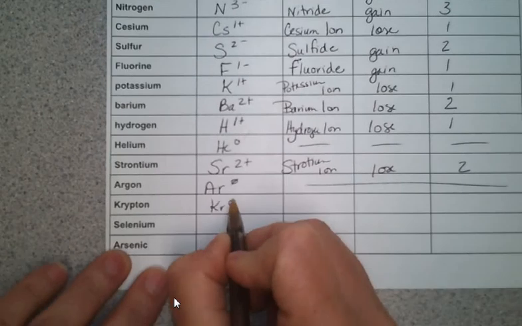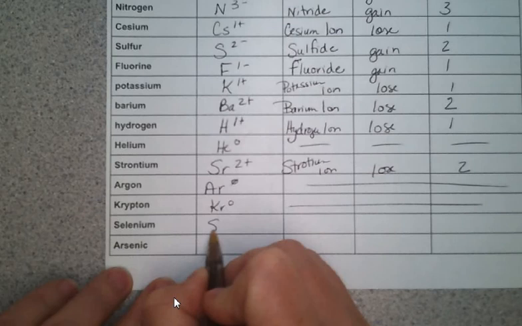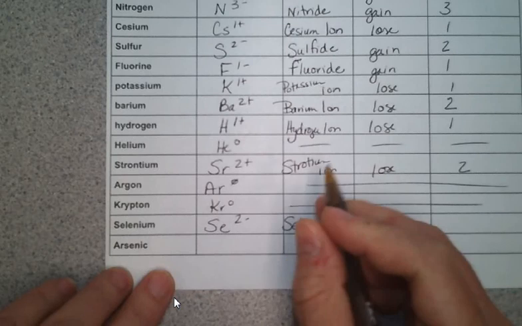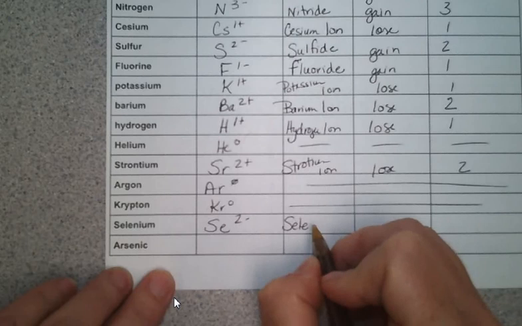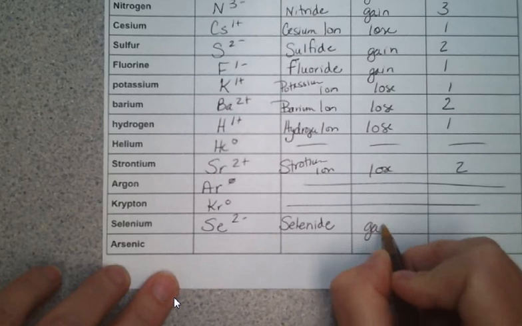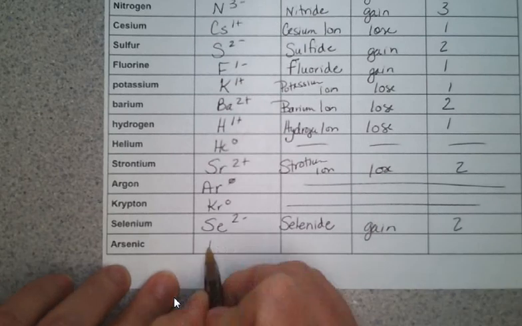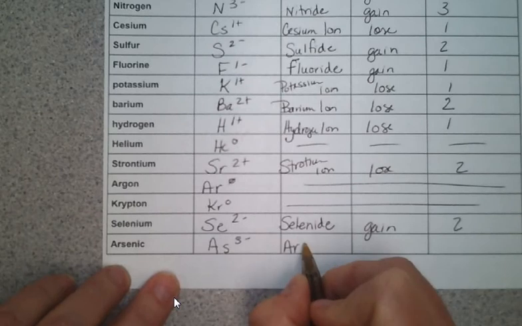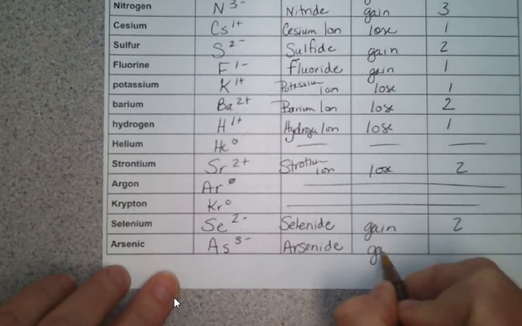Selenium is Se, and that is a 2 minus. The ion's name is going to be, I always have a hard time saying this one, selenide, I think is the way we say it. That's the way I say it anyway. And it is actually going to gain 2 electrons. And then arsenic is As, and that is a 3 minus, and that is arsenide. Arsenide. And it's going to gain 3. There we go.